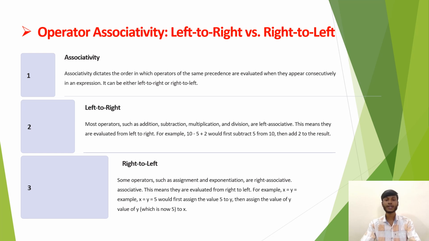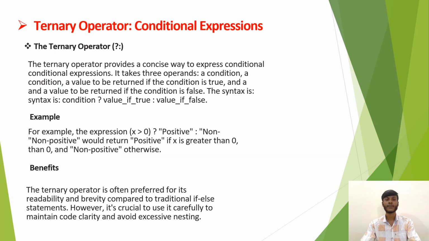Right to left: some operators, such as assignment and exponentiation, are right associative. This means they are evaluated from right to left. For example, x = y = 5 would first assign 5 to y and then assign the value of y, which is now 5, to x.